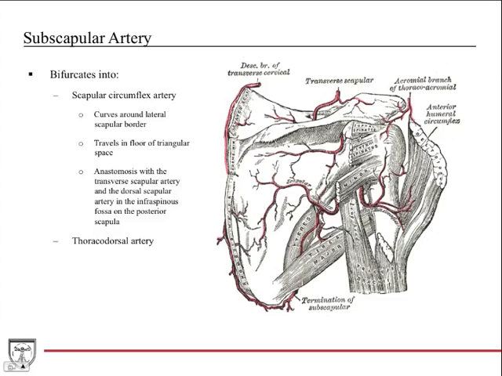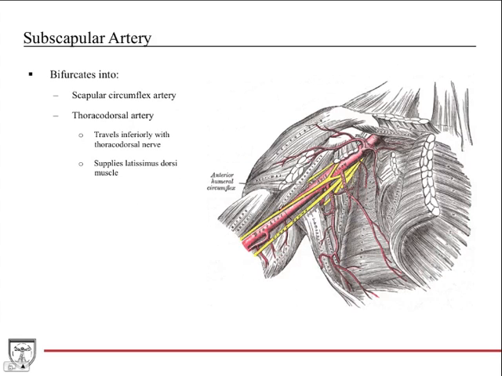Now, this is a good view here. You have the dorsal scapular coming down here, and this is a good picture of the scapular anastomosis, which we'll go over in much more detail. Something else to point out: you have the anterior humeral circumflex artery wrapping around here, and the posterior here. So these are also good views of these arteries. The thoracodorsal artery, just to repeat, is this one coming off here, travels with the thoracodorsal nerve, and supplies latissimus dorsi.